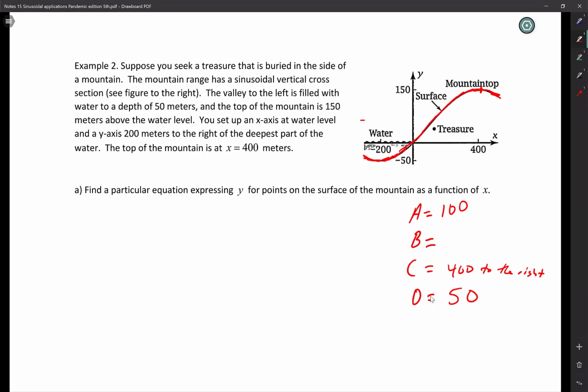And then the B is 2 pi divided by the period. So let's see. I don't have a full cycle here. I have half a cycle. Now, I've seen this mistake. I saw this mistake on your homework, guys, and I put it in there. The difference between negative 200 and 400 is not 200. The difference between negative 200 and 400 is 600. Now, that's half of the period. So that means the whole period has to be 1,200. Does that make sense to everyone?